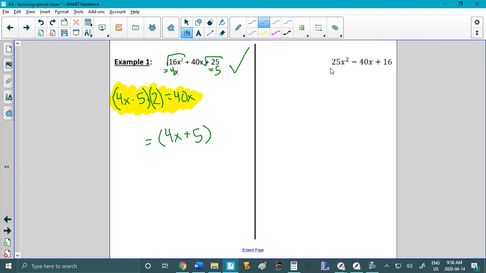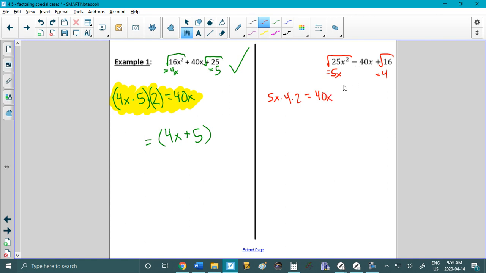Okay, so for this one, I see 25 and 16. I think, you know what? That is a perfect square. The square root of 16 is 4. And now I do my check. I do 5x times 4 times 2. 5x times 4 is 20x, times 2 is 40x, and then I check. Is that the same as the middle term?